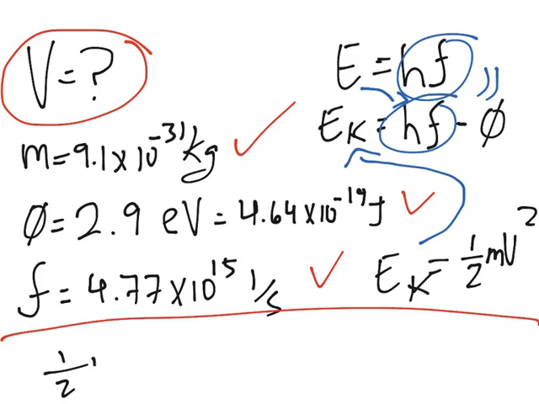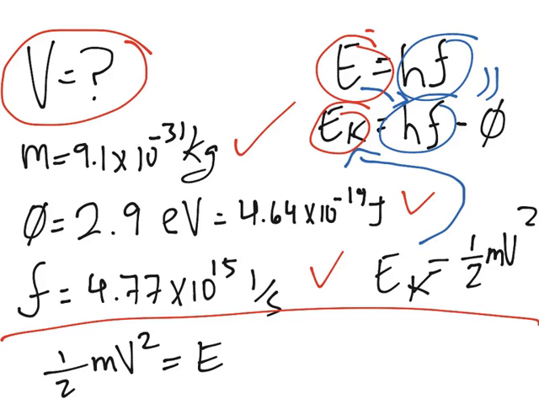Half mv squared, that's our kinetic energy here, is equal to energy, by changing the hf to e, this thing, minus the work function, which was the last factor here. It looks a little bit messy, but now we have all we want. Let me go to the following page. So half mv squared is equal to e minus our work function.